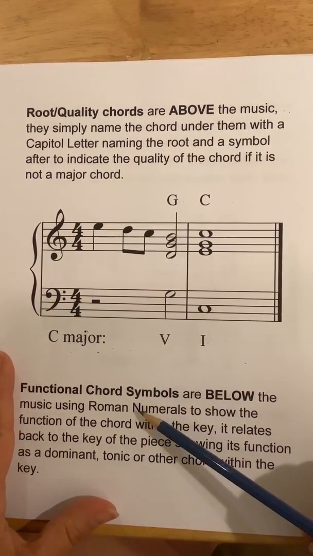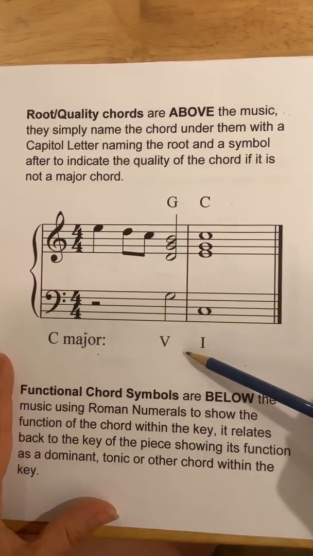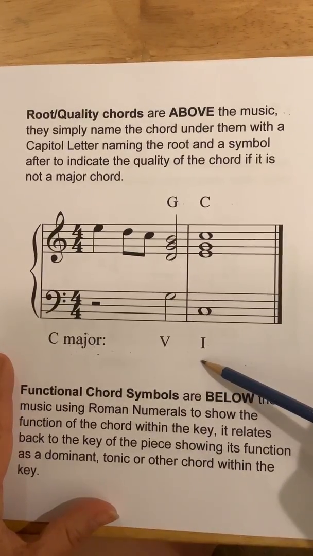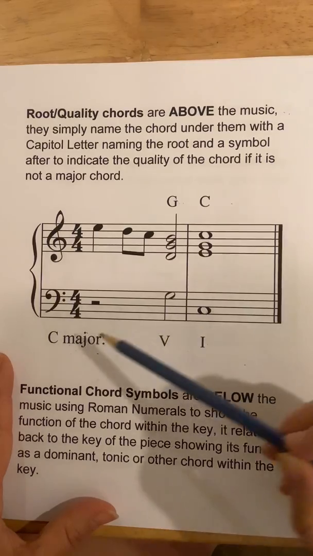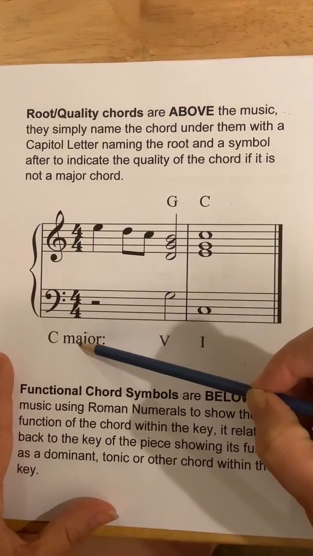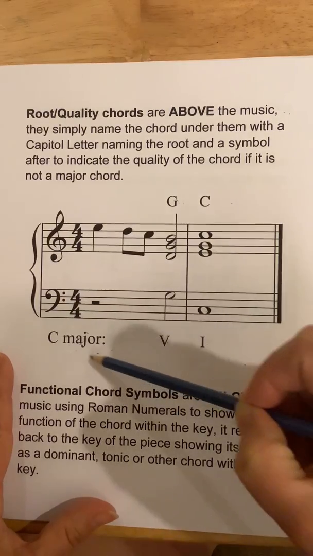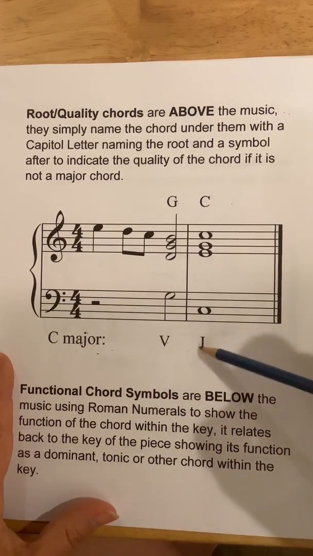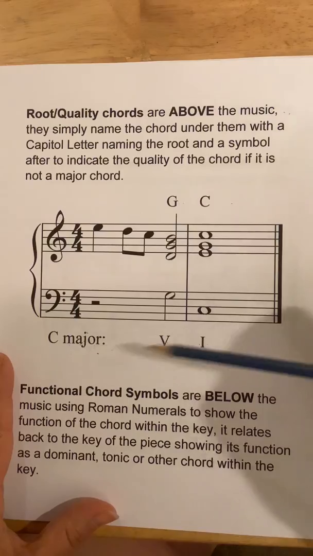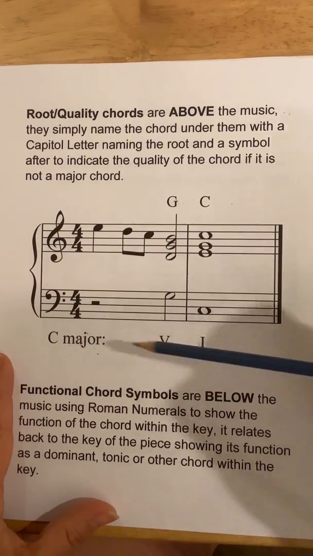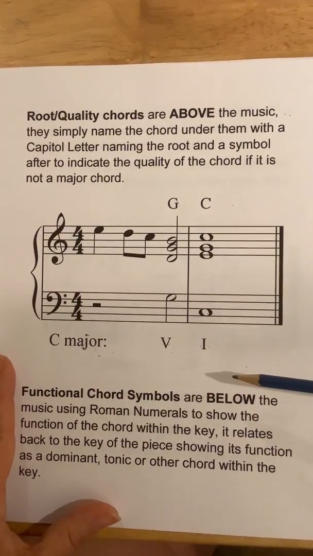Now, functional chord symbols are below the music using Roman numerals to show the function of the chord within the key. So it goes back to this major key or minor key or whatever key you might have over here. So this is the dominant of C major. This is the tonic of C major. Okay, so functional chord symbols function back to the key.